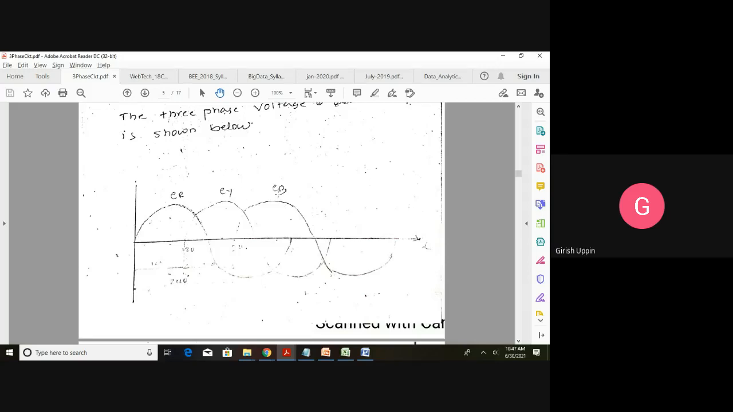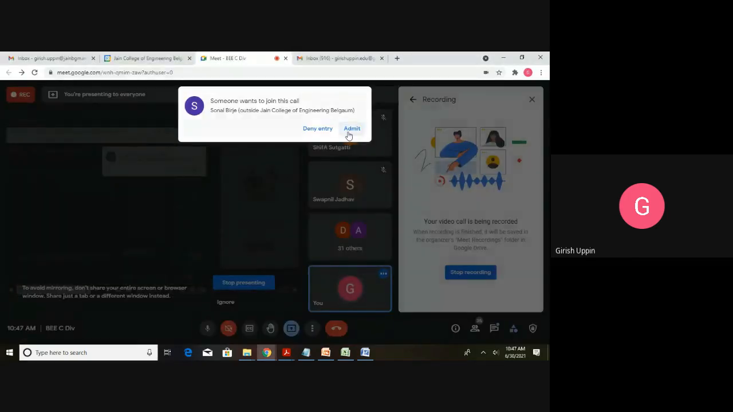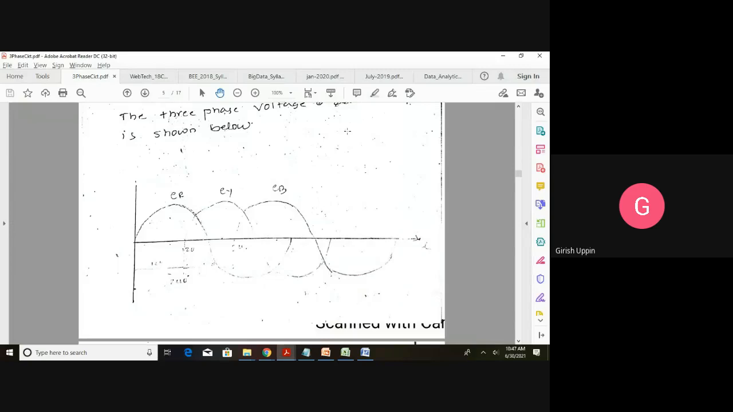neutral point. If I told you one of the advantages of three phases, we can convert three phase into a single phase. If I take the voltage between any terminal and the neutral point, we get a single phase voltage.